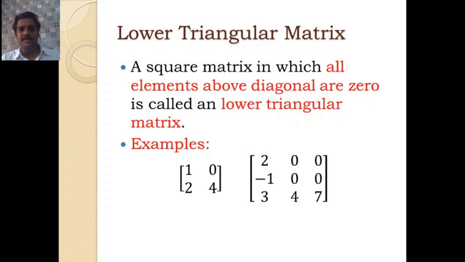Here are the two examples. The first example is a lower triangular matrix of order 2. The second example is a lower triangular matrix of order 3. In the first example, you can observe there is one element above the diagonal, that is 0, and there are three elements above the diagonal in the second example, and they are 0. What about the rest of the places? The rest of the places are free. You can put any number, either a 0 or non-zero, it doesn't matter. Okay.